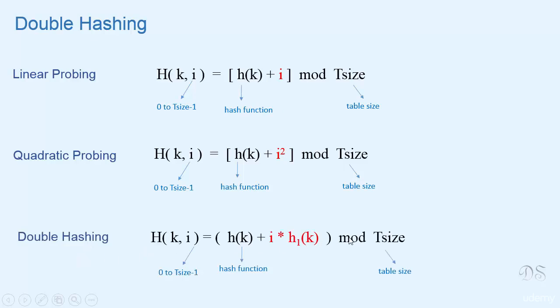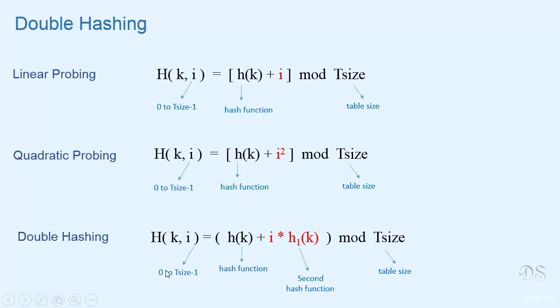This is the formula for double hashing. This is the first hash function and this is the second hash function. So we can see that here the increment factor is not constant. It depends on the key.